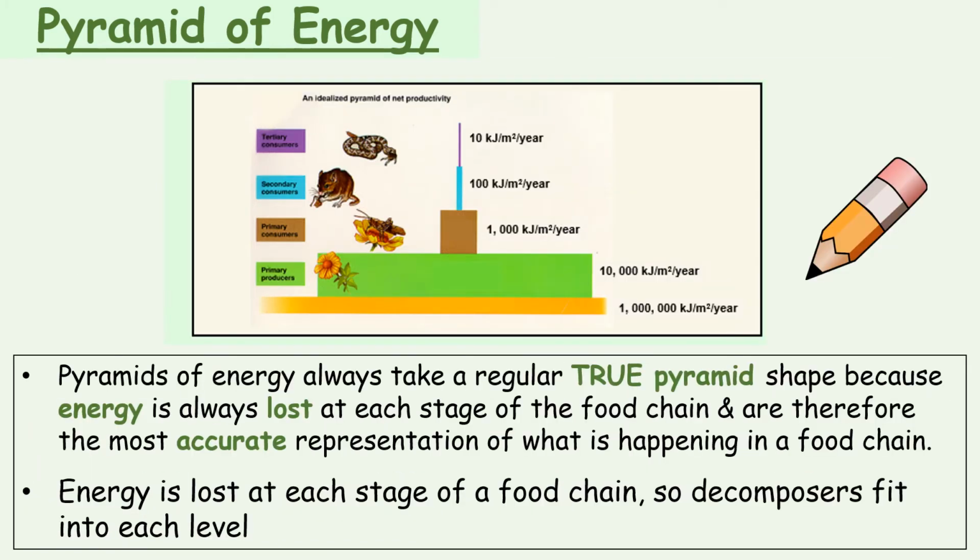You need to learn and know that pyramids of energy always take a regular true pyramid shape, and this is because energy is always lost at each stage of the food chain, and they are therefore the most accurate representation of what is happening in a food chain. So energy is lost at each stage of the food chain, so decomposers fit into each level. So make sure you know that, because often you'll get asked why the pyramids of energy always take a true pyramid shape, or why are they always pyramids, and you need to be able to say that they're always pyramids because energy is lost at each stage of the food chain. So learn that before you move on to the next part.